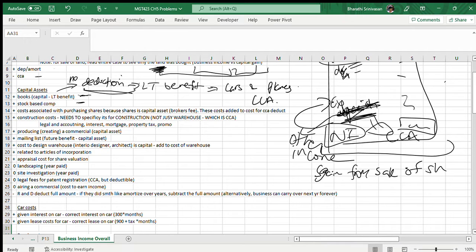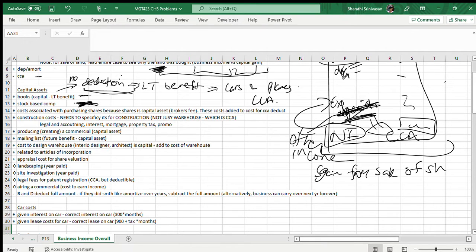Stock-based compensation. Wait, why did I put this one under capital assets? I don't really know if this is it. Stock-based compensation is basically if I were to pay my employees with stocks. It's sort of capital-ish in a way, so in that case you have to add it back. It's not actual cash being taken out of the business.